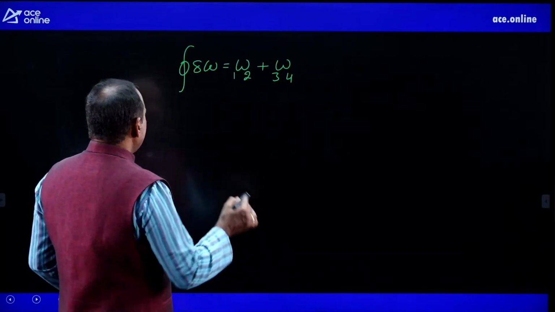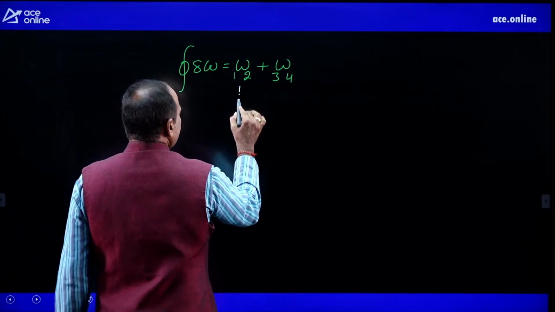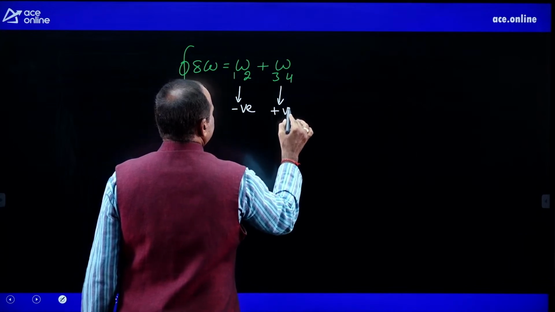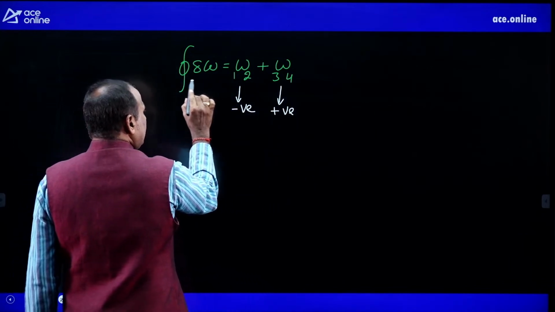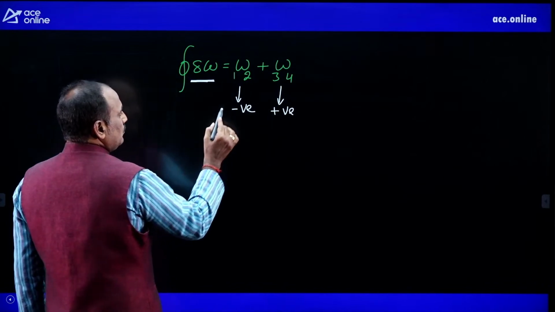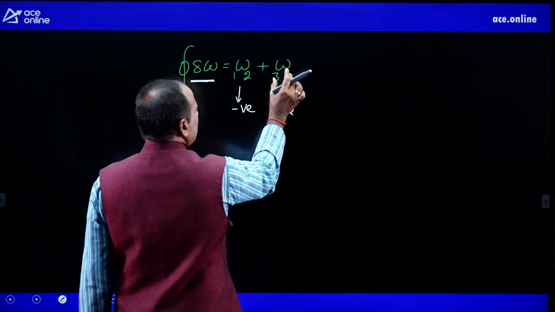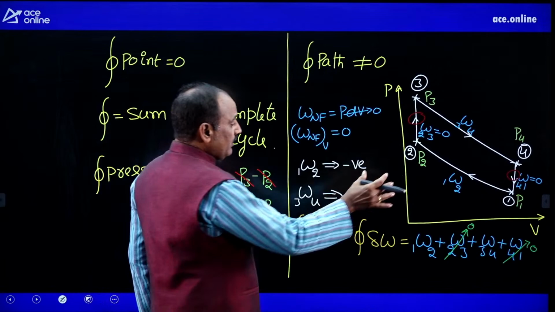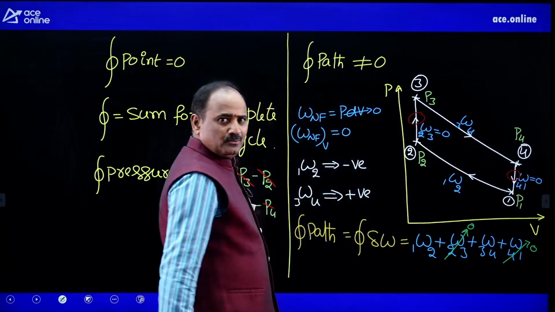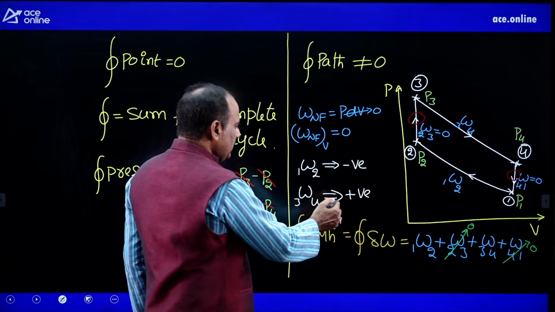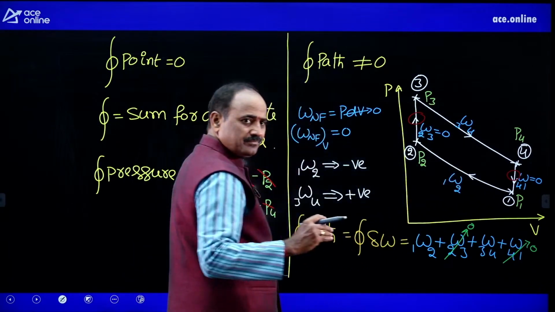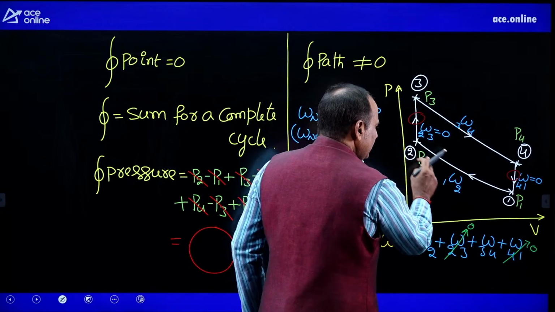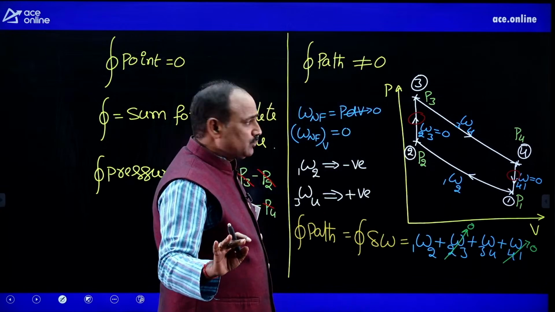Okay. Now come to the cyclic integral of the path function quantity. This is negative work, this is positive work. Then the cyclic integral of thermodynamic work will become 0 only when W12 equals W34. But what is the work for 1-2? Work for 1-2 equals the area below 1-2. What is the work for 3-4? The area below 3-4. From the diagram it can be concluded that the area below 3-4 is more than the area below 1-2.